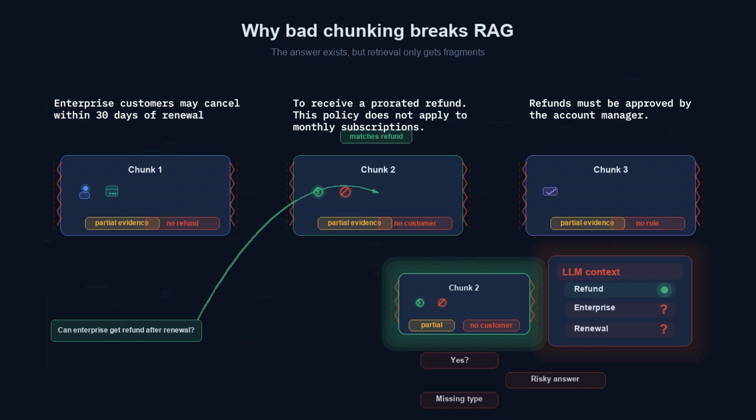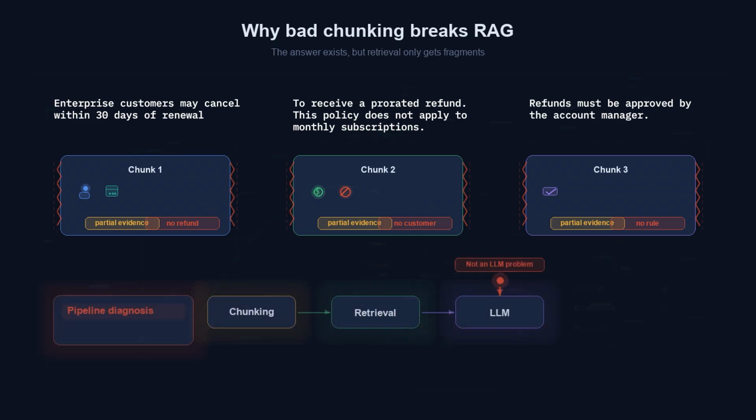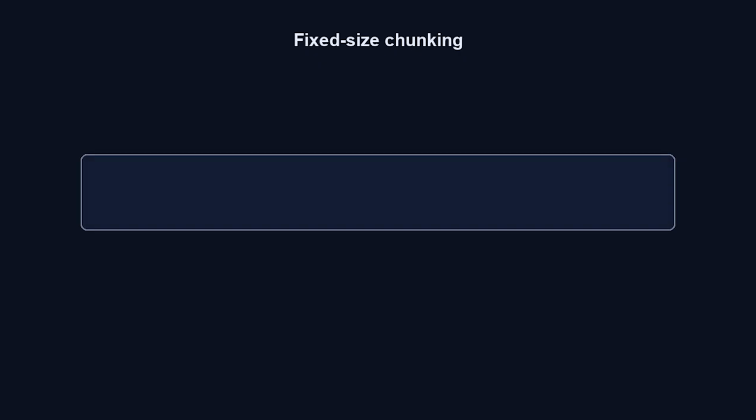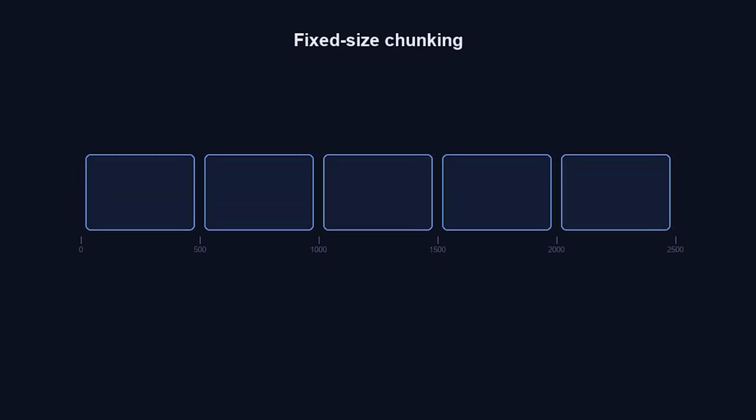And when we debug the system, we might blame the LLM. But the real failure actually happened earlier. The answer was cut into pieces and no longer made sense independently. The simplest chunking strategy is fixed size chunking, where this can happen. For example, split every document into chunks of 500 tokens.